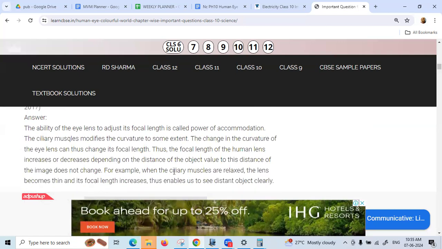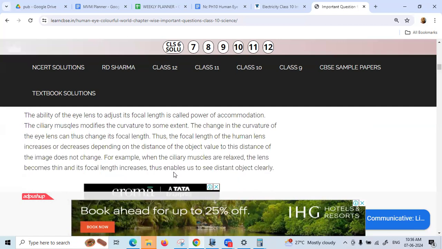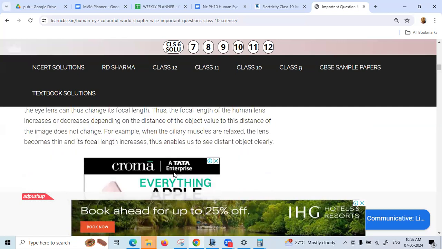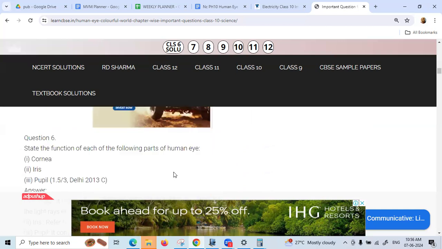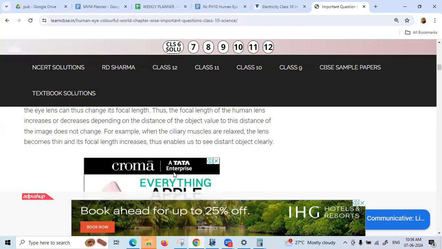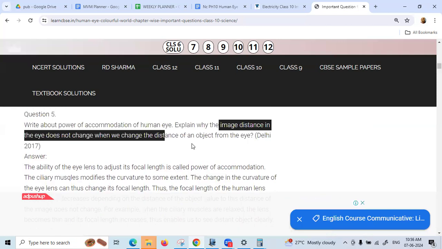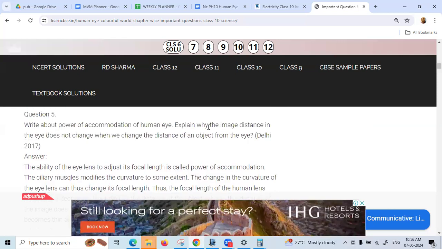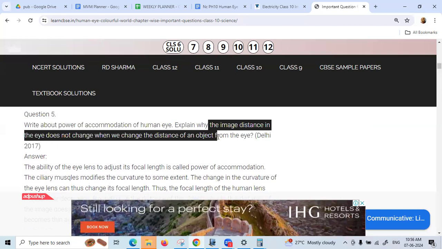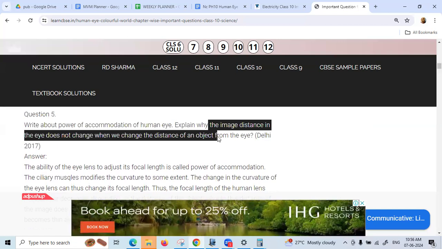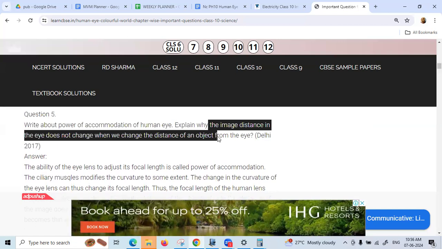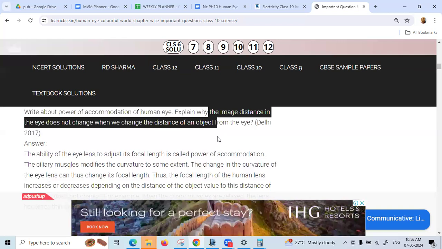The second part of the question. I'm going to answer the second part. Explain why the image distance does not change. Because the distance between the lens and the retina is fixed. That's why it does not change.